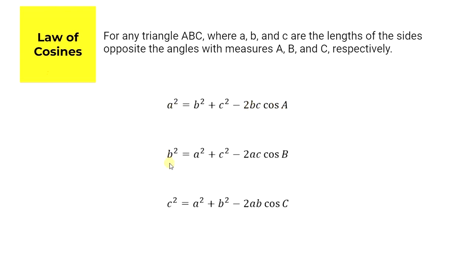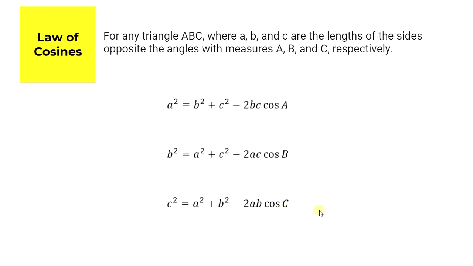And if you're looking for the side B, the formula for that is B squared equals A squared plus C squared minus 2AC times the cosine of angle B. And if you're looking for the side C, the formula for that is C squared is equal to A squared plus B squared minus 2AB times the cosine of angle C.